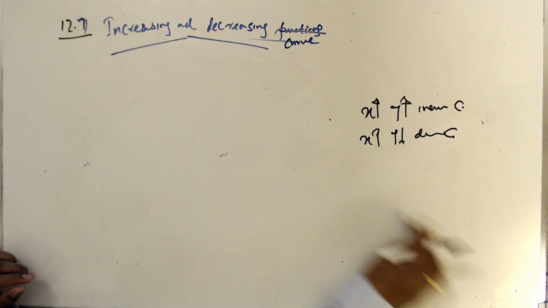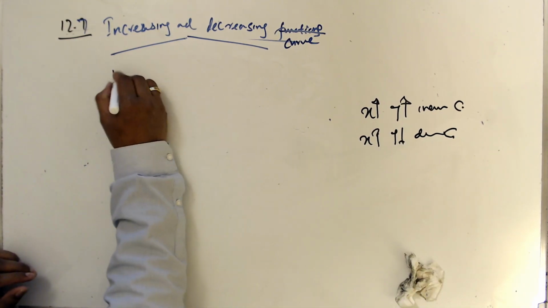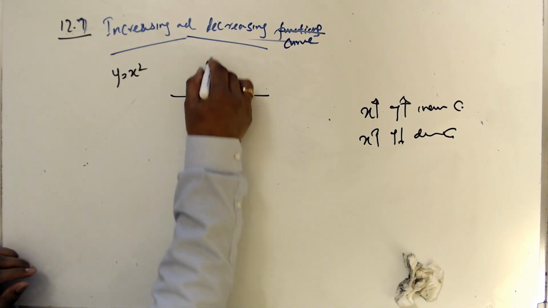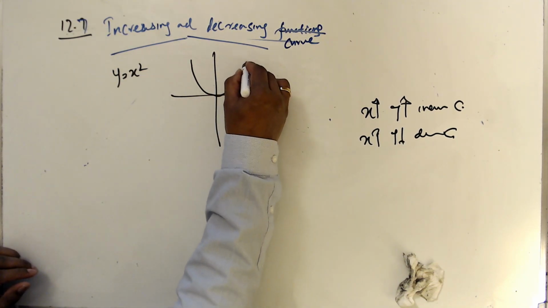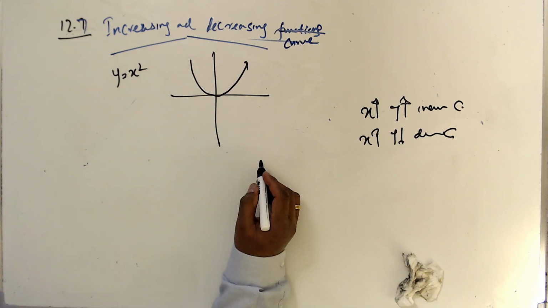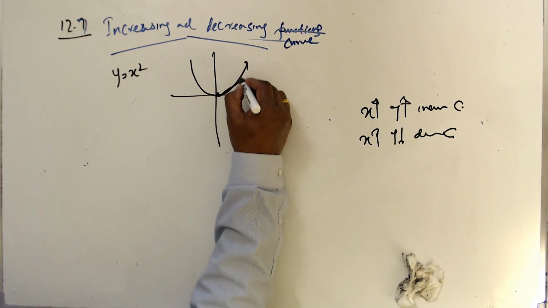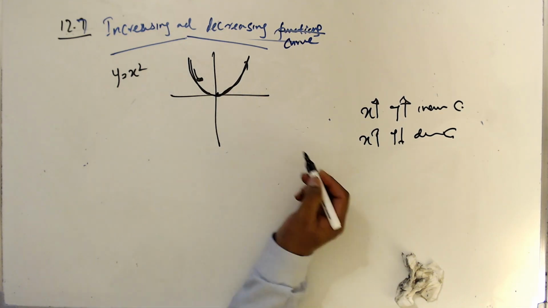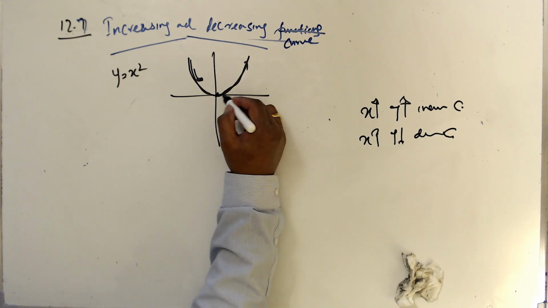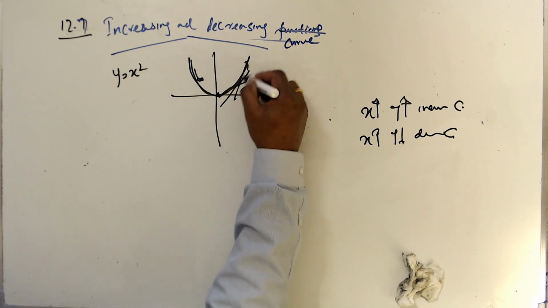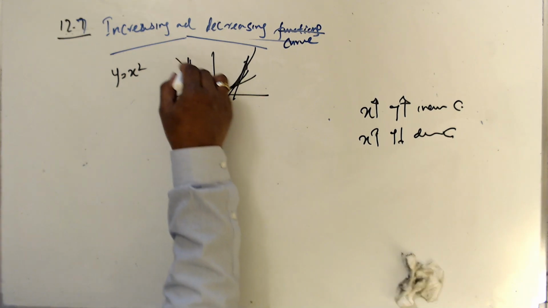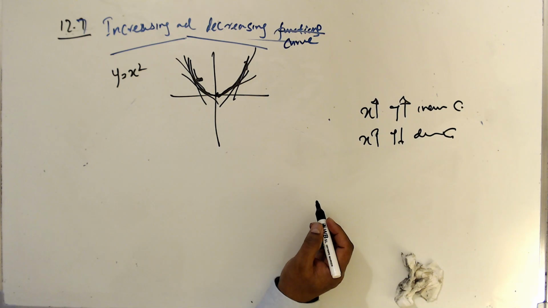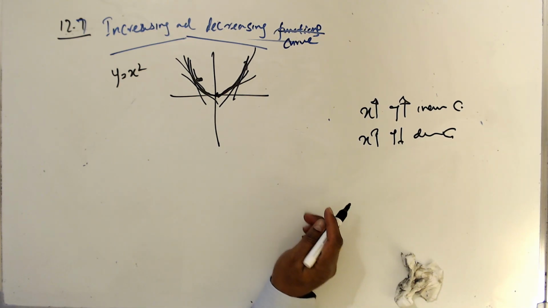Now about this one, what can you tell about y equals x square? So you know that this is the curve. From 0 to here it is increasing. From here to here it is decreasing. So you can look at the gradient, dy by dx. Here the gradient is, you can see, negative.